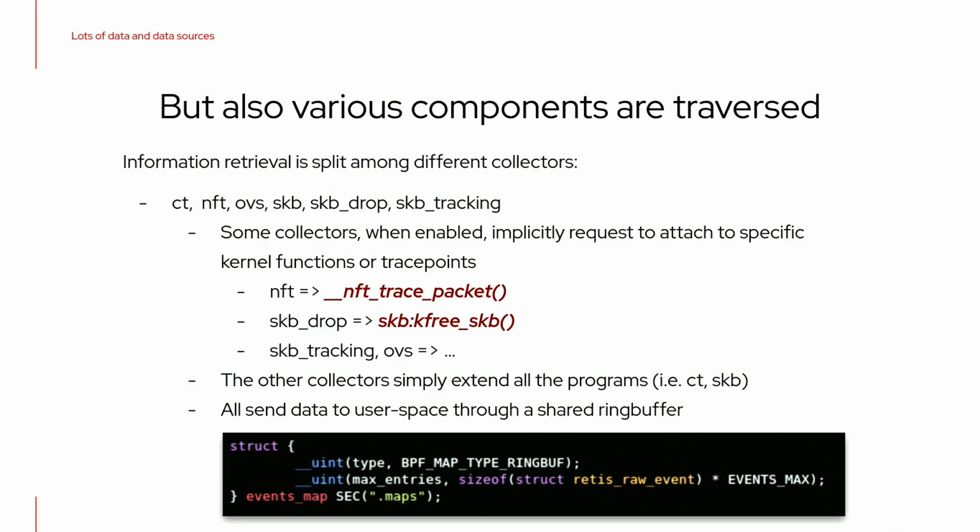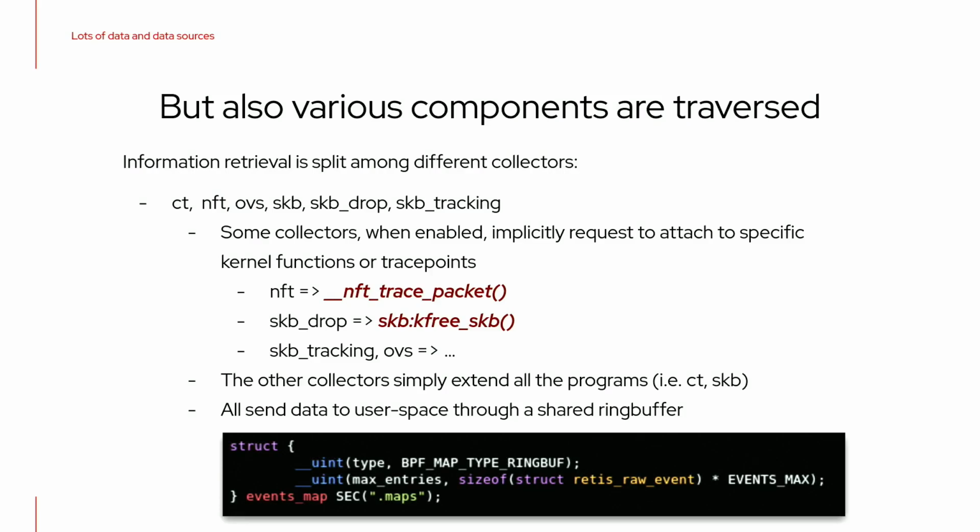Yeah, thank you. In the next sections, we are going to introduce how the tool looks for data and the means it offers to limit the output. Packets usually traverse different components, and in Retis, we opted for a modular approach with information retrieval split among collectors. Each collector takes care of specific information, with CT, for example, in charge of extracting data from the NFCT member of the skbuf, or the NFT collector in charge of tracing the packet going through the NFT rules. And some more collectors whose output will be shown in the next slides.